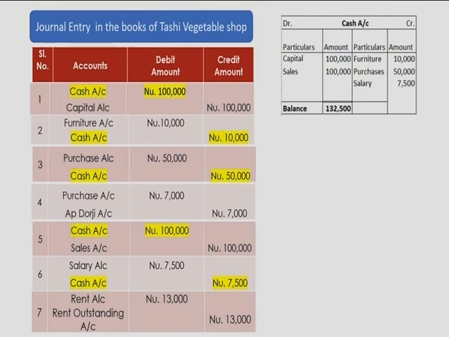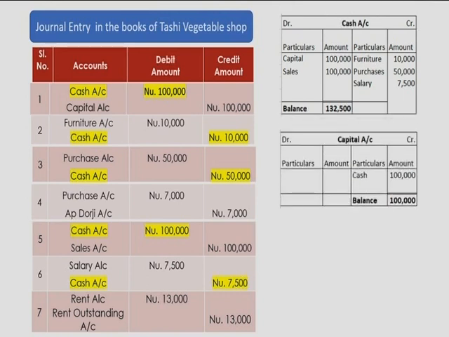is 132,500. Similarly, we keep on preparing the capital account. Only one transaction is there for capital account. Capital is introduced in the form of cash. Therefore, on the credit side of the capital account, you have a balance of 100,000. No other transactions are recorded. So in the capital account, we have a credit balance of 100,000. If you apply the modern rule, capital normally has a credit balance.